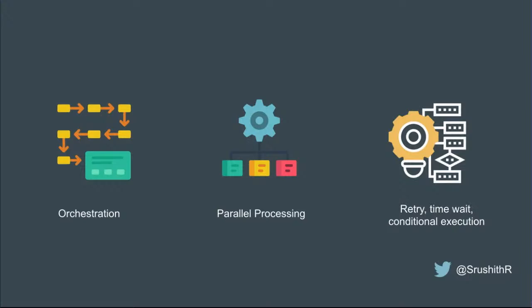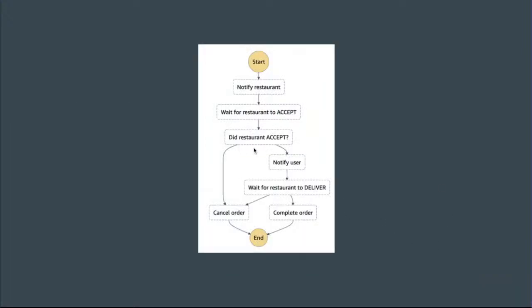Conditional execution. So here, if you see, did the restaurant accept? If yes, go here. If not, go here, right? So these kinds of conditional things, you don't have to have as a part of your business logic inside the Lambda function. Instead, we can move all those things, including retries, into your step functions and have Step Functions take care of it.